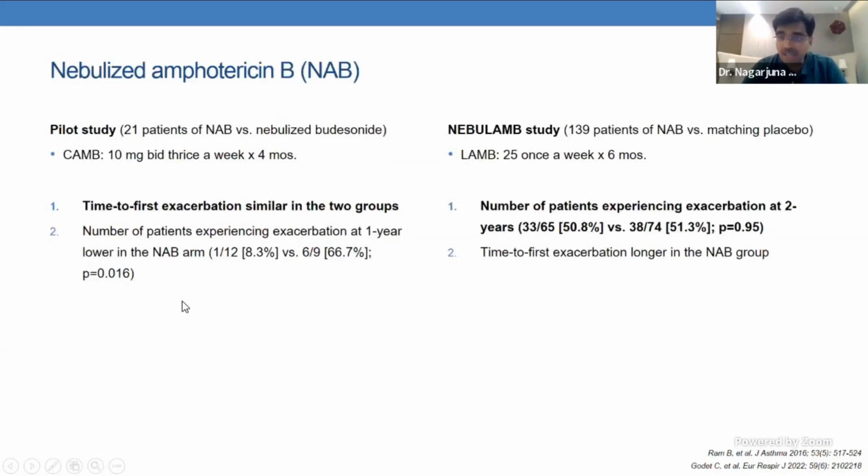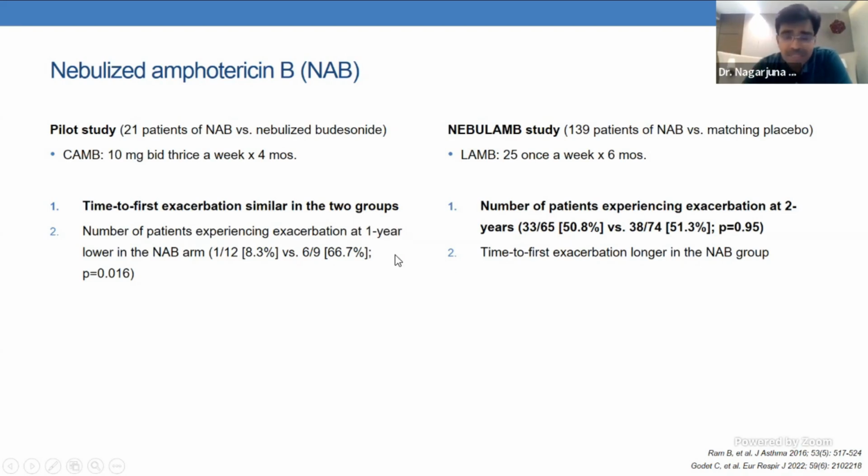Now there is a lot of interest in nebulized or inhaled antifungals, whether they can be used to decrease relapses. As Dr. Manoj sir has rightly said in the beginning, this is a disease where we can achieve 100% remission, but the problem is exacerbations, relapses. So what can we do to prevent further relapses? People have tried nebulized amphotericin B, both conventional and liposomal. These are the two studies which have been done, the Nebulamp and the study from India.